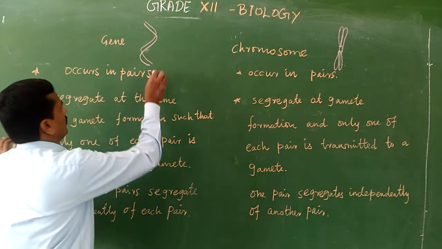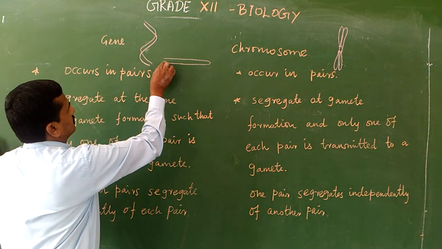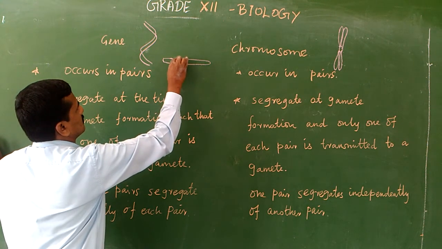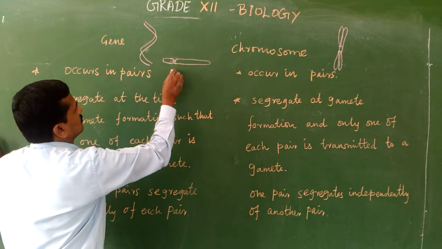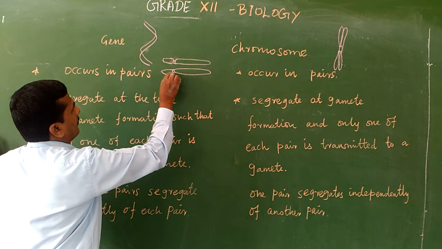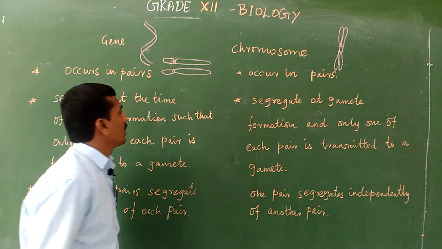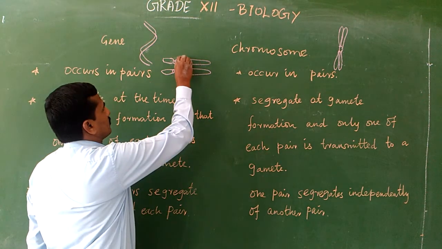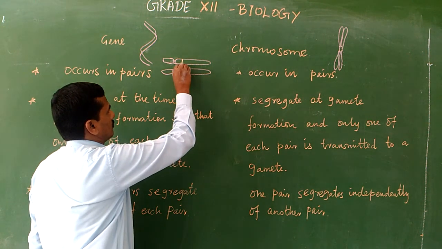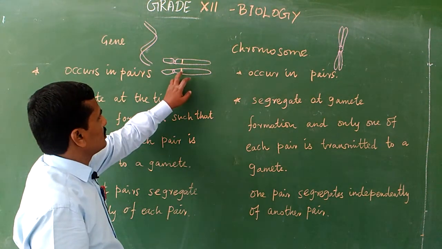Then for genes also, for example, listen, this is actually a chromosome. This is a homologous chromosome. Similarly structured chromosomes are known as homologous chromosomes. Here one gene is present. This is actually one gene. Here the same gene is also present, the two versions of the gene. So the genes are present inside the chromosome only.